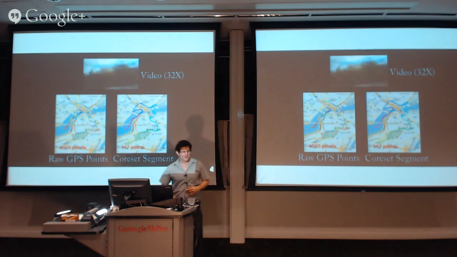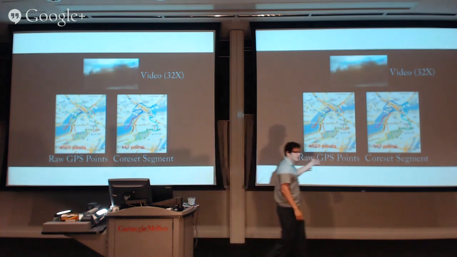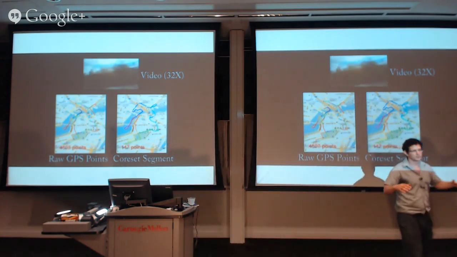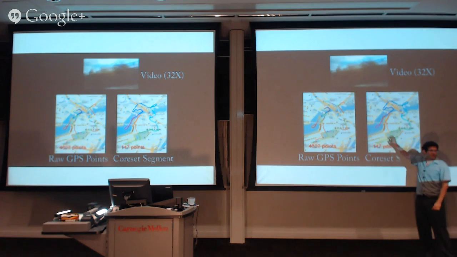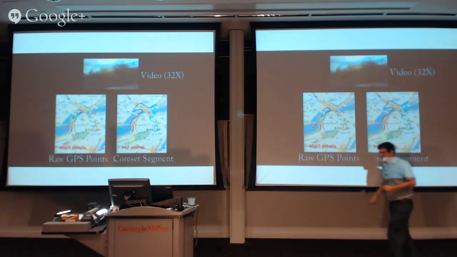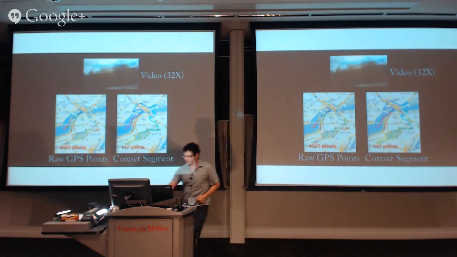So eventually, of course, we have too many points on the server side. We also have a lot of users. So we need to also do more compression on the server side. So we have too many coresets here, so we try to compute coresets of these coresets over time. So it started with GPS.